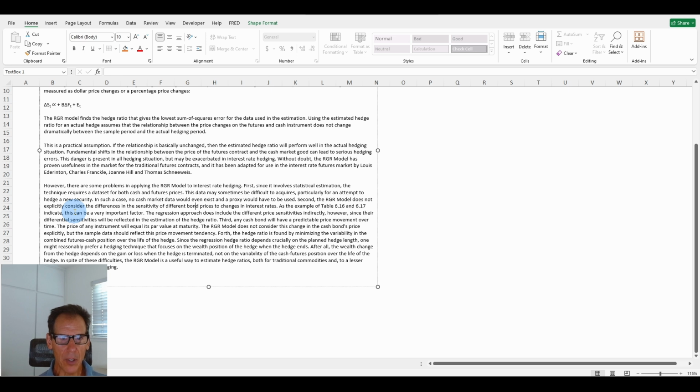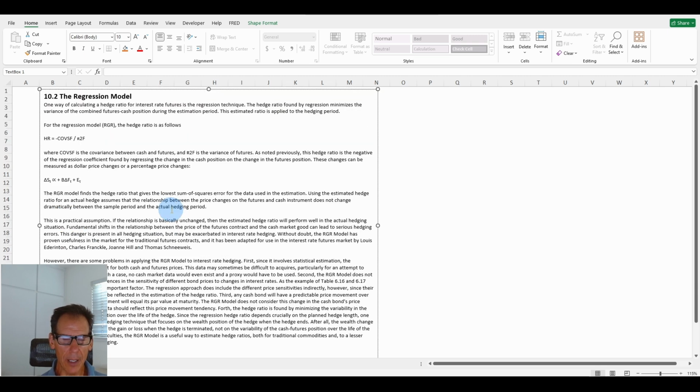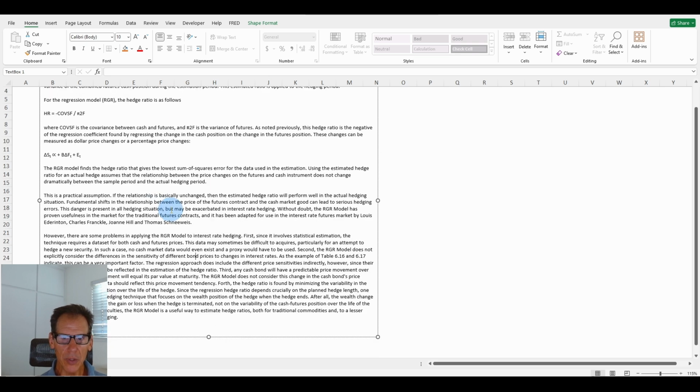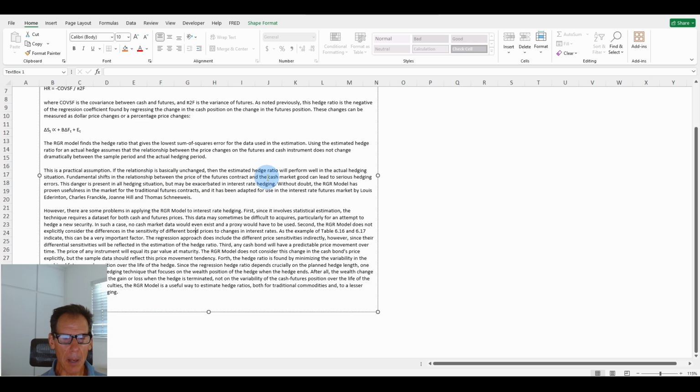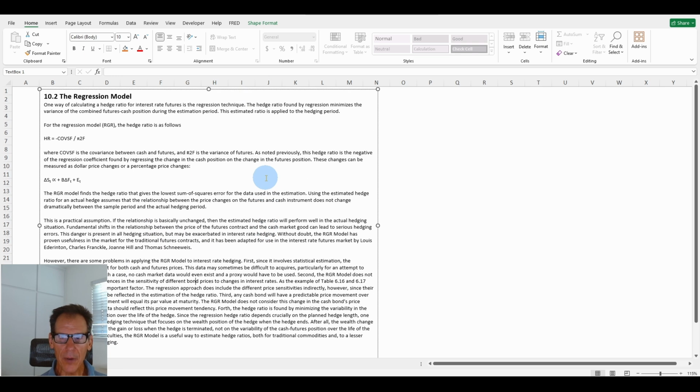In spite of these difficulties, the RGR model is a useful way to estimate hedge ratios, both for traditional commodities and, to a lesser extent, for interest rate hedging. Bottom line, do a little more research in terms of this particular modeling technique and then run simulations. And there are enough tools out there where you can run simulation and determine if there's a decent probability of this being an effective tool.